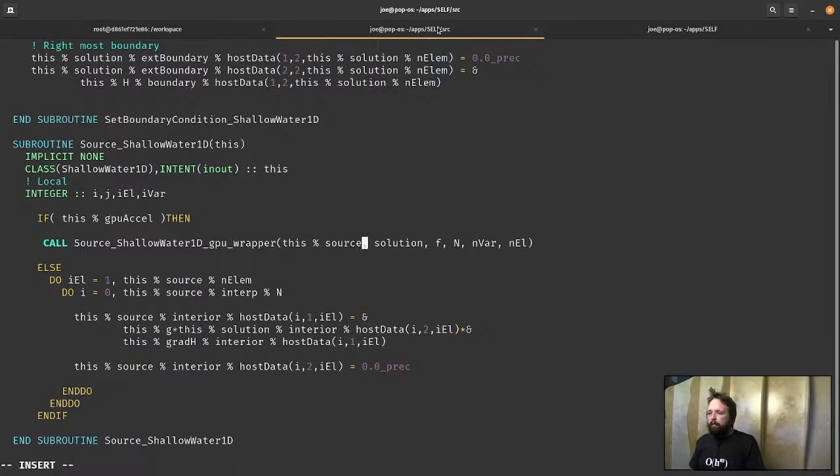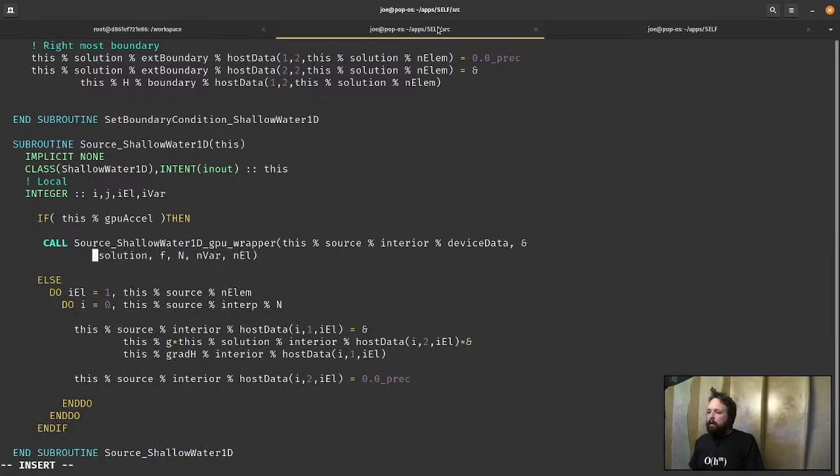Anyways, what we want to do for the source is work with the element interior values, like you can see we're doing here below. And down below, we're working with host data. When we call the GPU, what we want to actually send is device data. So in SELF, these are C pointers that are brought in from ISO C binding, and they're essentially what allow us to put the glue together with HIPFort to get data onto the GPU and then to work with that on the GPU side. So we want the solution, again, interior device data.